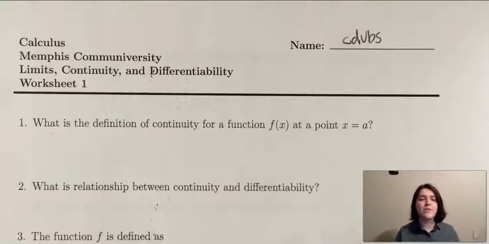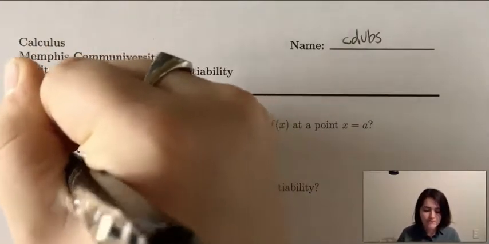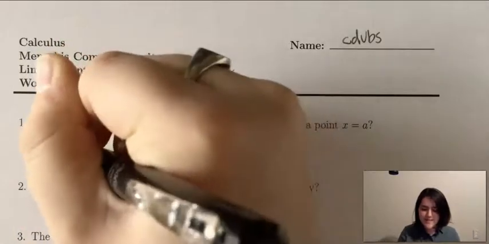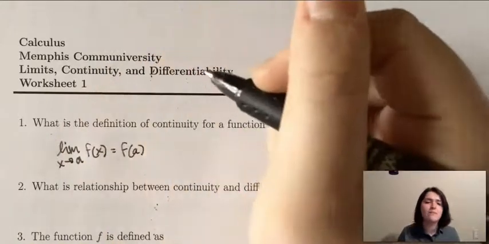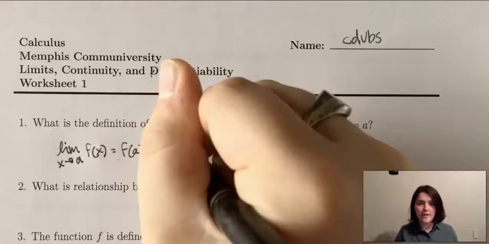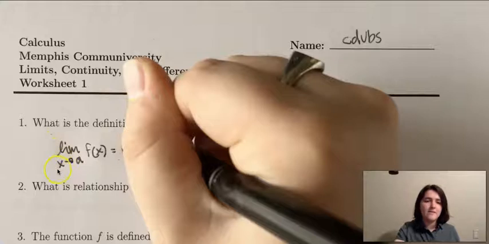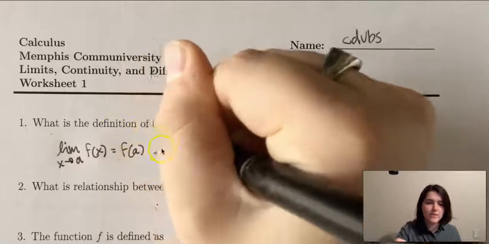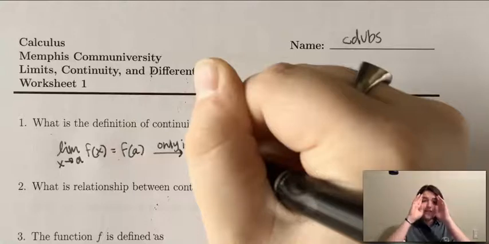Okay, so first question, what is the definition of continuity for a function? The definition of continuity is that the limit of the function at point x equals the function value. So it'll probably equal a number. And that's what we're showing right here. The limit as x is approaching a of f(x) equals the function value itself. So basically what that means is what you're going towards is actually there.